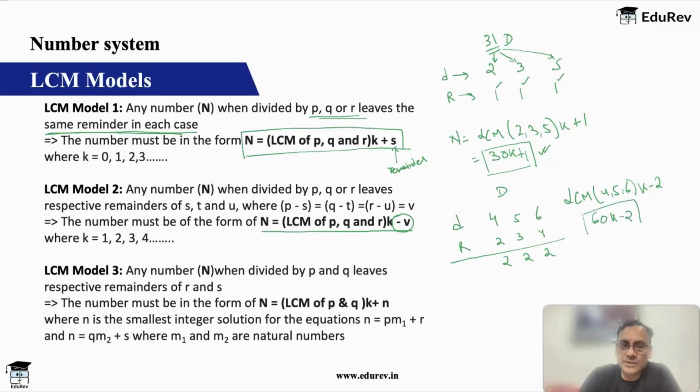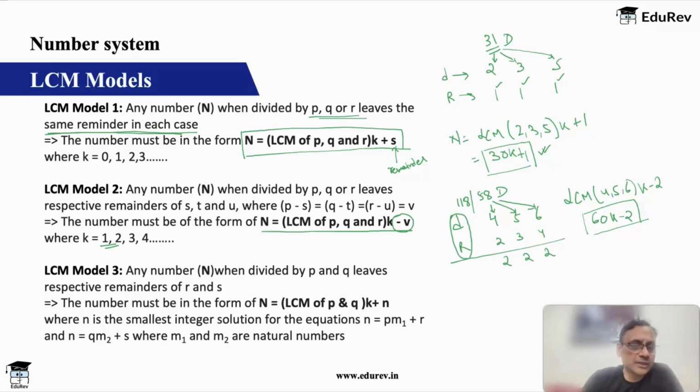Okay, if I take k as 1, and here you can see k minimum is 1, you can't take k as 0, otherwise your number will be minus 2. So if you take k as 1, 60 minus 2, 58. So your first possible answer is 58. Now 58, if I divide by 4, you will get a remainder of 2. 58 if you divide by 5, you will get a remainder of 3. And 58 if you divide by 6, you will get a remainder of 4. You can take k as 2 also, in which case you will get 120 minus 2, you will get 118. 118 also will have the same property. So you will get multiple answers. But simple model, all that you have to remember is that your divisor minus remainder is a constant.